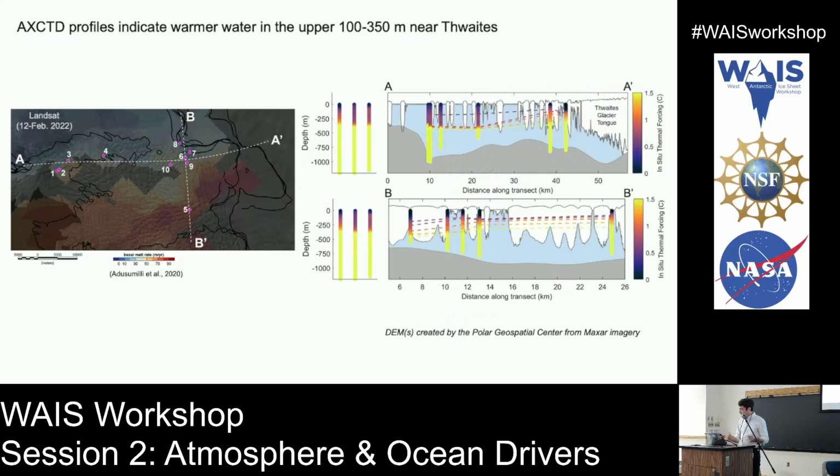So with my remaining 2.5 minutes, what does the data look like? Profiles A to A prime and B to B prime are shown on the right. And the big takeaway is that there seems to be warmer water in the upper 1 to 350 meters or so of the water column as you get closer to Thwaites.